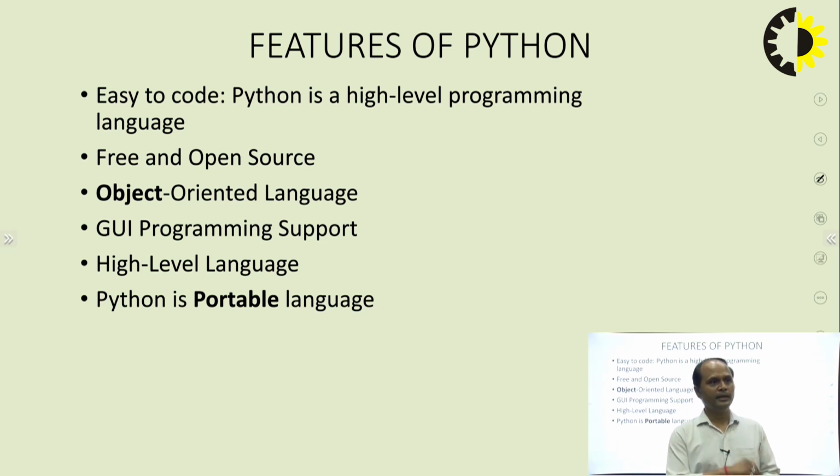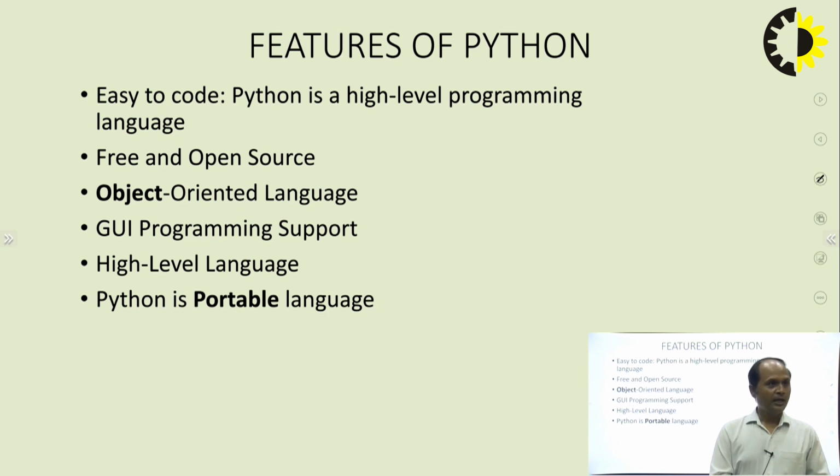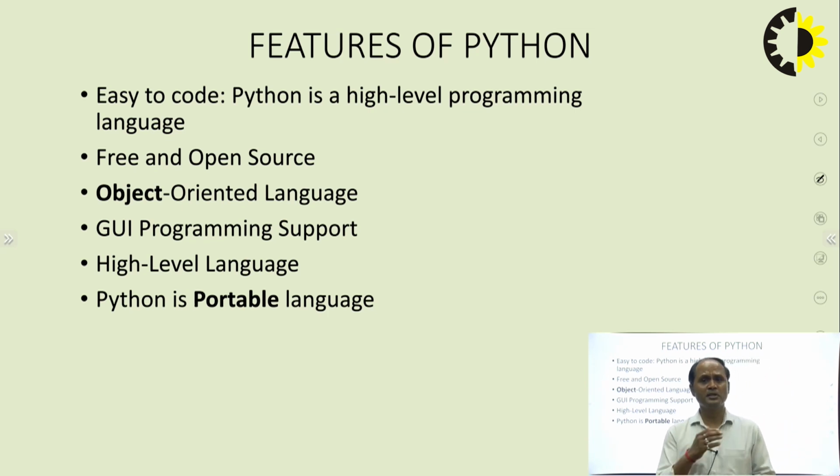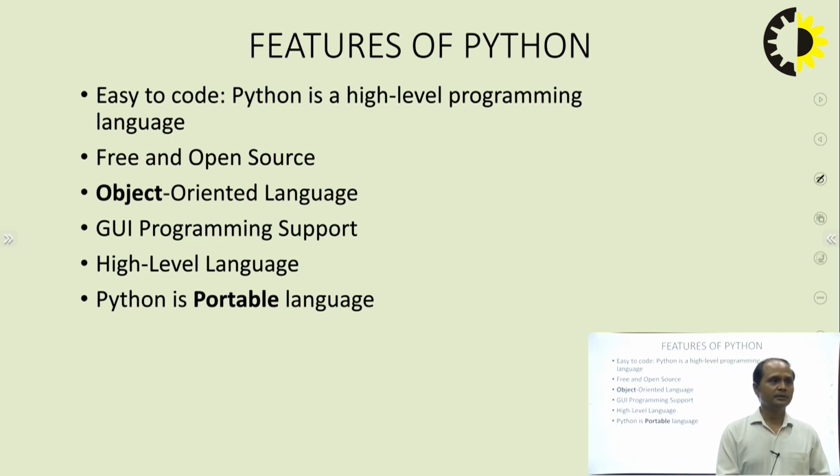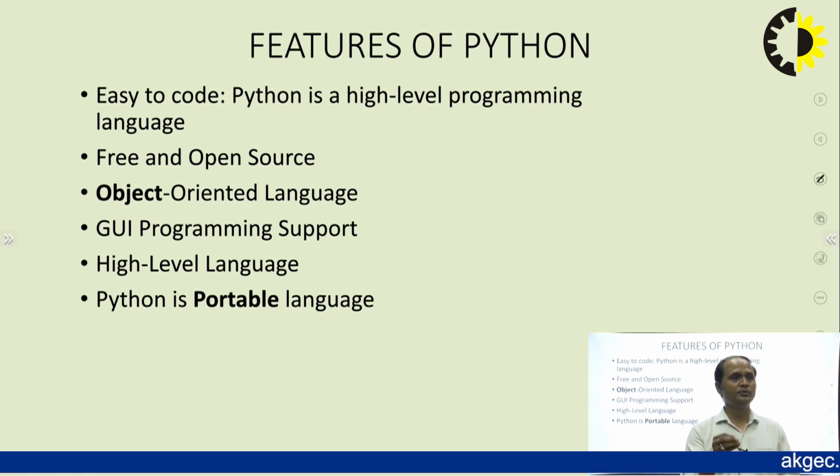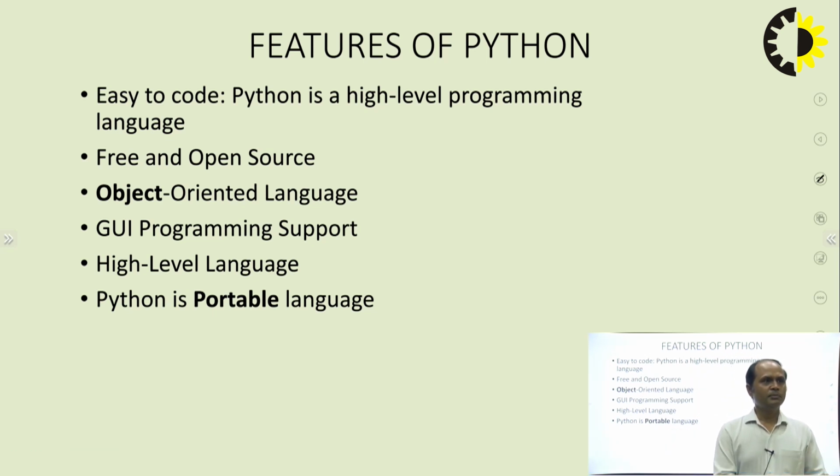And next, high-level languages. What is a high-level language? A high-level language is a human-readable language, like the English language. The normal language that we use for writing any code or any content is called a high-level language. In Python we can also use the English language, which is easier for learners and easier for coders also.